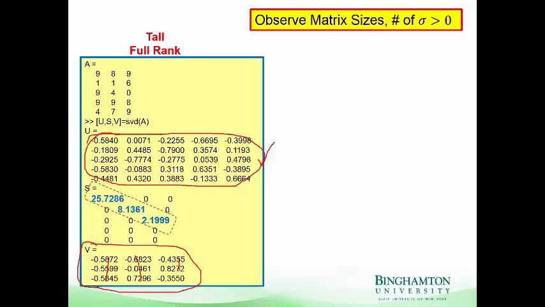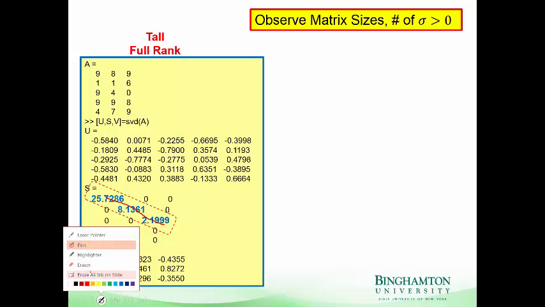Remember, the first 3 columns of this, because the rank is equal to 3, will span the column space of A, and the first 3 columns of this will span the row space of A. And let's look at that S matrix. It's full rank, rank 3, so we still get 3 non-zero singular values. But look at the structure.